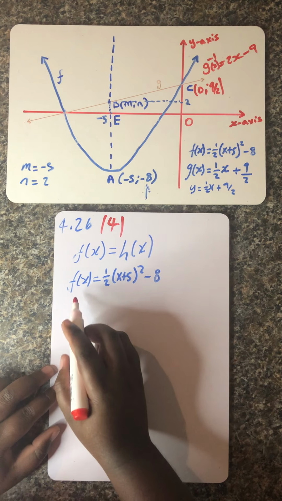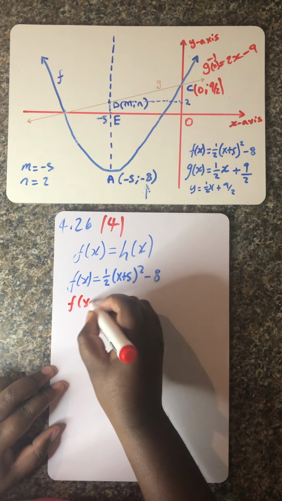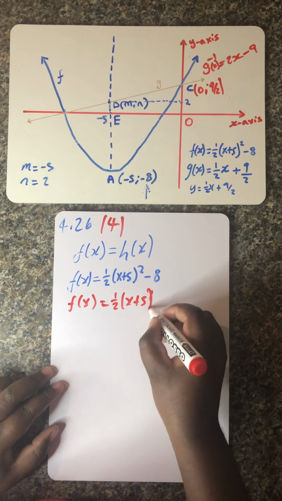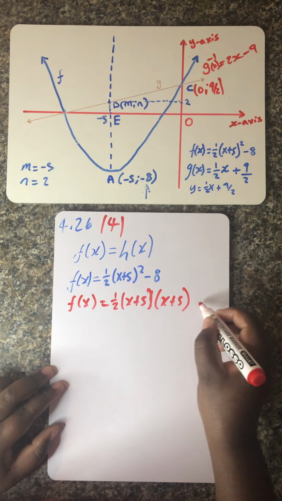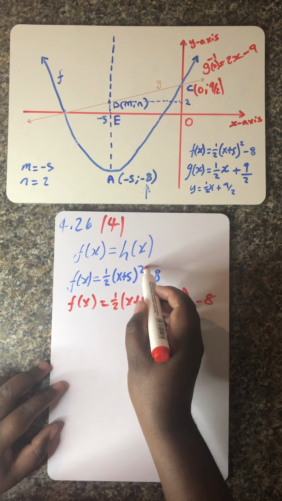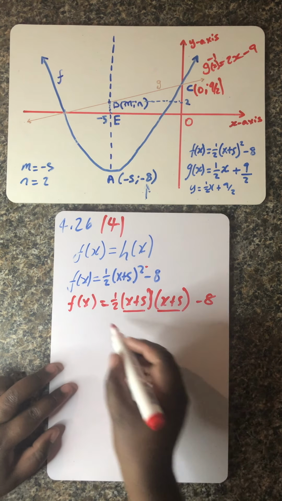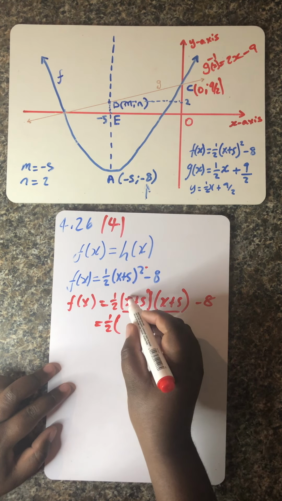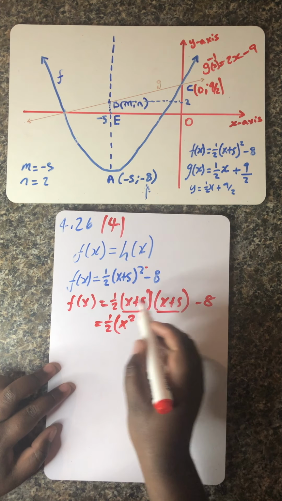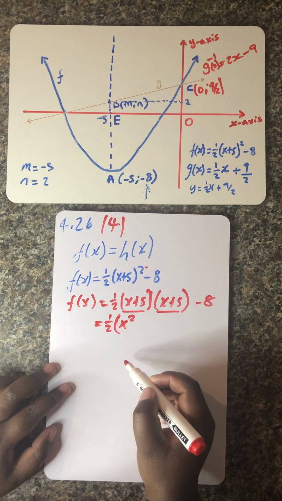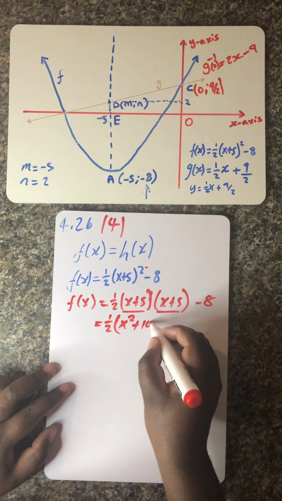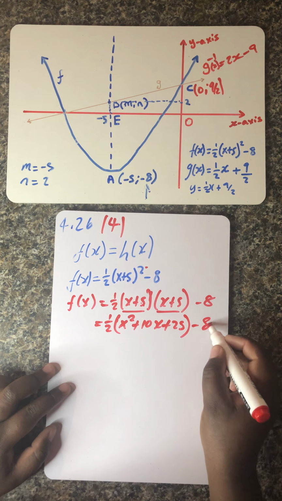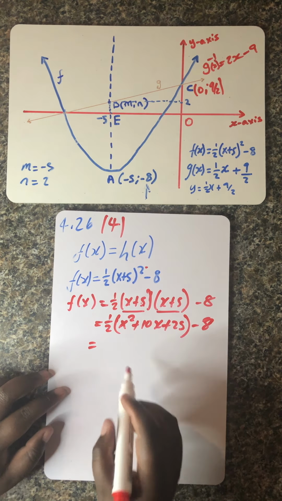So guys, what is f of x? It's equal to 1 over 2 into x plus 5, x plus 5, minus 8. Can you see what I did? Because of that 2, I made 2 of these. Okay, so let's now expand. You still have the 5. You just multiply these 2. This is x times x, it's x squared. Then x times 5 is 5x, and 5x times x is 5x, so it becomes 10x. Okay, this times that obviously is 25, minus 8.